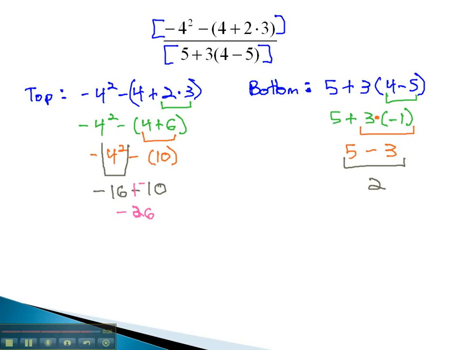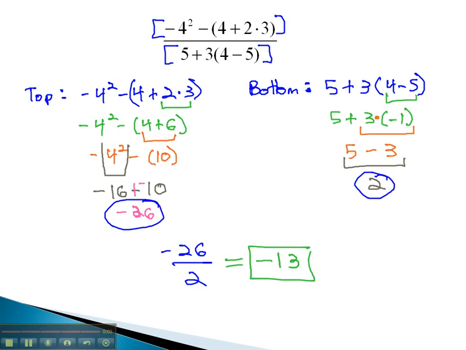Once we've simplified the numerator and the denominator, the top and the bottom, we put them together: negative 26 over 2. And because a fraction bar really just means to divide, negative 26 divided by 2, a negative divided by a positive we know is a negative, and 26 divided by 2 is 13. And we have our final solution.